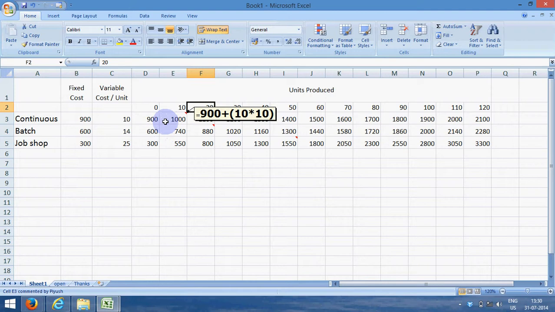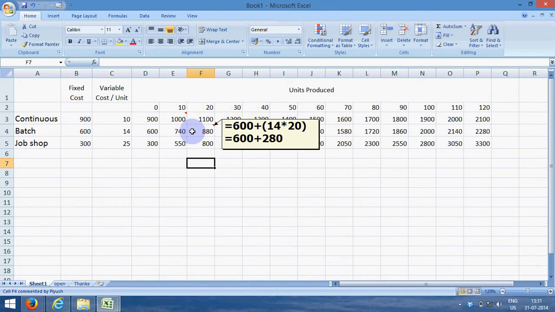So when I'm producing 10 units by continuous, my fixed cost is 900. 10 rupees is the cost per unit, so 900 plus 10 times 10, which is 100, gives me 1000 rupees as total cost for producing 10 units. Let's look at another calculation. So we're producing 20 units in a batch shop. The batch shop has a fixed cost of 600 rupees, 14 rupees per unit is the cost of producing per piece. So 14 times 20, which is 280, gives me the total variable cost. And 600 plus 280, which is 880, gives me the total cost of producing 20 units through a batch shop.